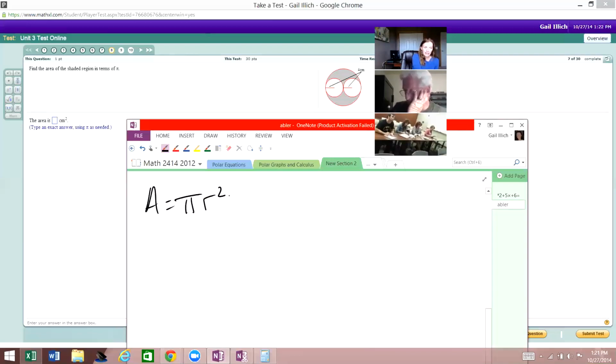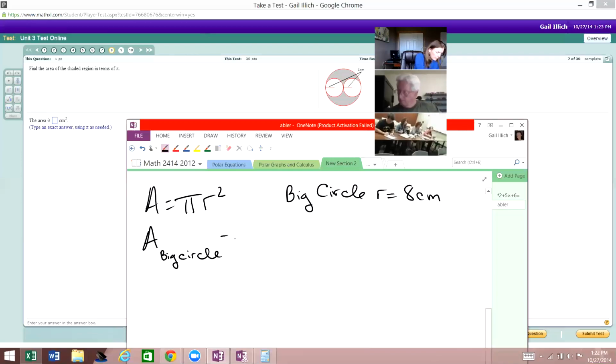Now, can anyone tell me what the radius of the big circle is? 8. Right. And do you all understand why it would be 8? Yeah, because each of the little ones are only 4. Yeah, you put them together and it makes 8. Okay, so the big circle radius is equal to 8 centimeters. If we found the area of the big circle, we would get pi times 8 squared. So that's 64 pi centimeters squared.